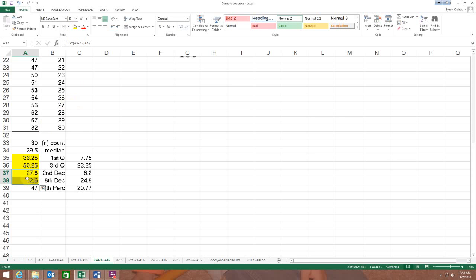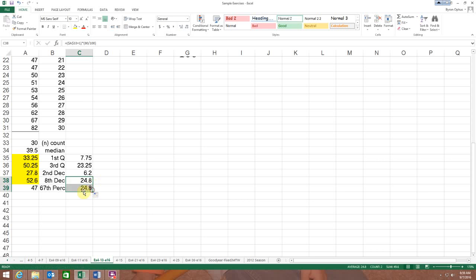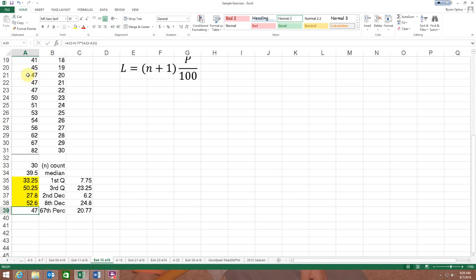I'll try to keep this brief, and I'll get to this one, which is the 67th percentile. So once again, I can drag the same formula down and change my number up here to 67 and hit enter, and that gives me 20.77. I've got to go to my 20th number, which is 47, and I've got to take then 77% of the difference between 47 and 47, but there is no difference between 47 and 47, and so if I multiply anything times 0, I get 0. So that tells me that my 67th percentile is going to stay right at 47. I put in the formula, but it was going to come up with the same answer. Yours might not, so you might want to do the formula. So that's it for 4-14.